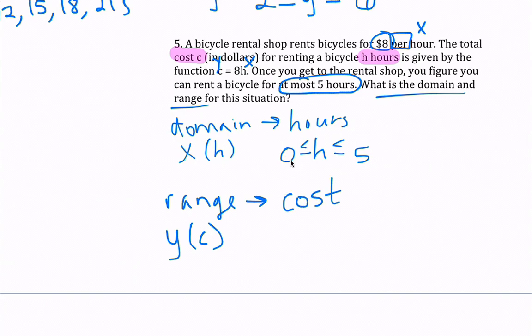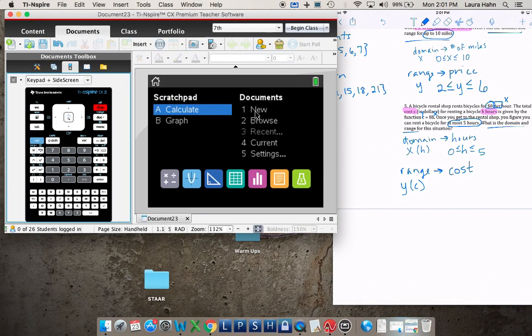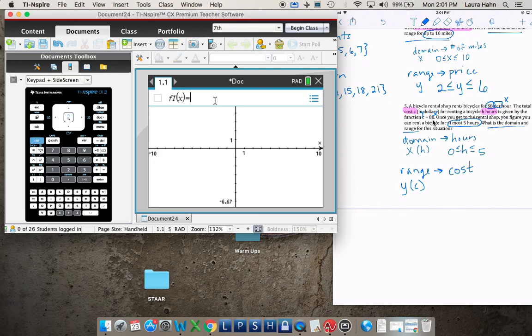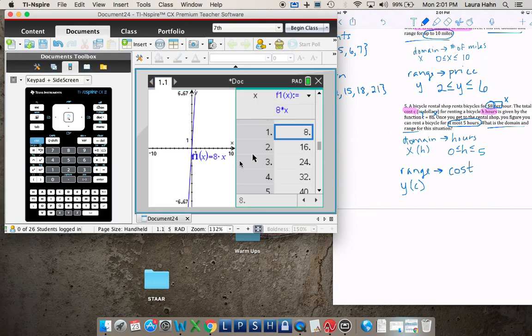So now that we know the low number of hours and the high number of hours, we need to find a low cost and a high cost. And we're going to do that by graphing our equation and using the table. Okay, the equation says 8H. Well, I can't type H, so I'm going to write 8X. And then I'm going to open my table, Control T. All right, so we said the low number of hours is 0, so I need to find where X is 0. So in this column, if I rent the bike for 0 hours, I know it's going to cost me $0. So that's the low cost.